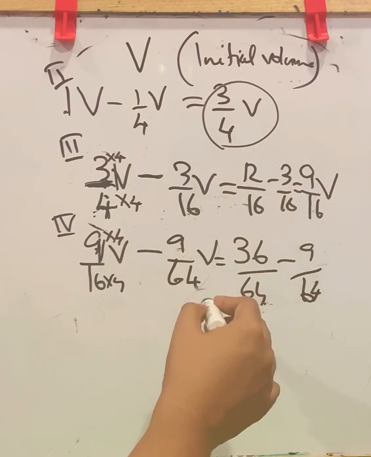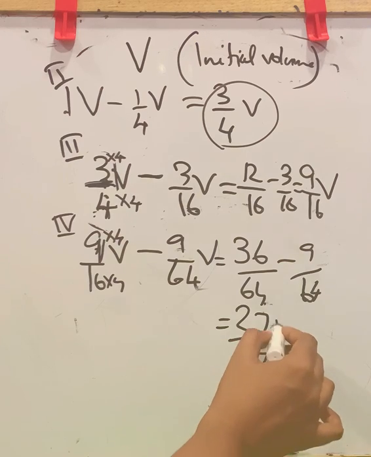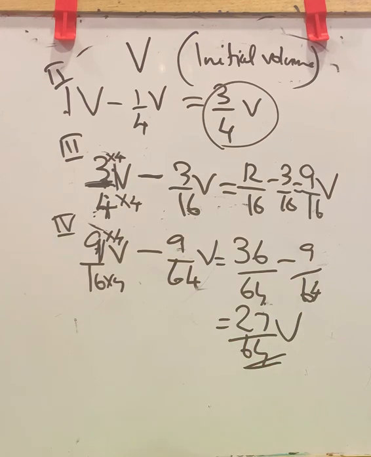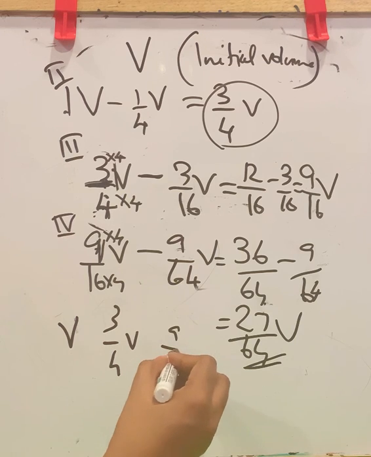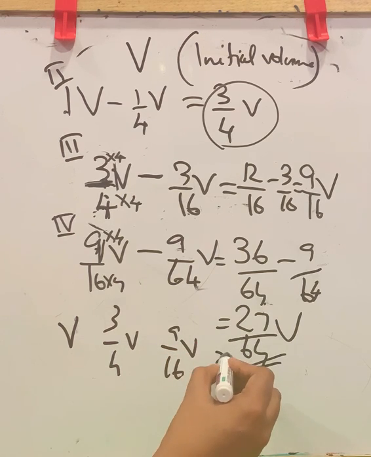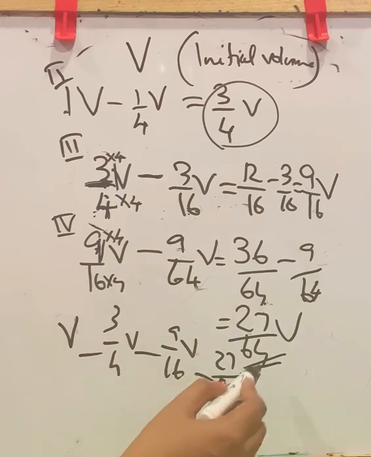36 minus 9 is 27 by 64 V. This is the fourth term. Can you find any common difference between these terms? V, 3 by 4 V, 9 by 16 V, 27 by 64 V. No. The common difference here is not equal. So, this is not an AP.